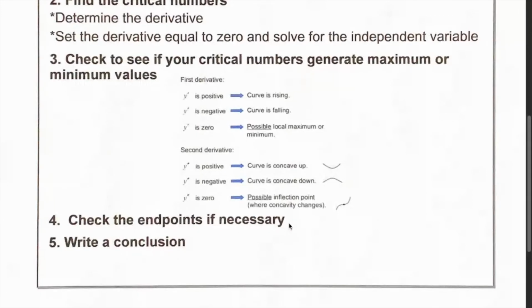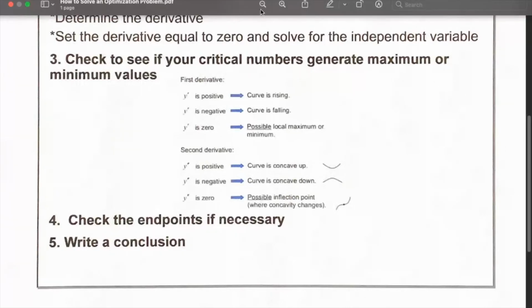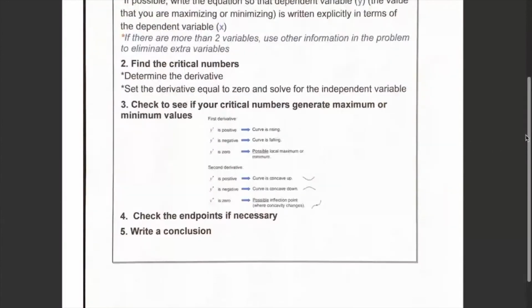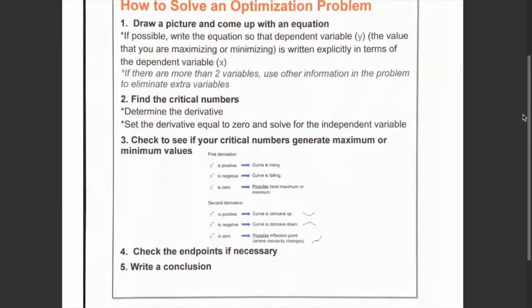And then finally, once you have done all of your analysis and you're confident that your critical numbers are correct and that you have found the maximum or minimum values, you want to write a conclusion to summarize what you have found. So hopefully this helps give you a process for solving optimization problems. And we've got lots of problems for you to practice on to take you through this process and get a really good handle on how to solve these types of problems.